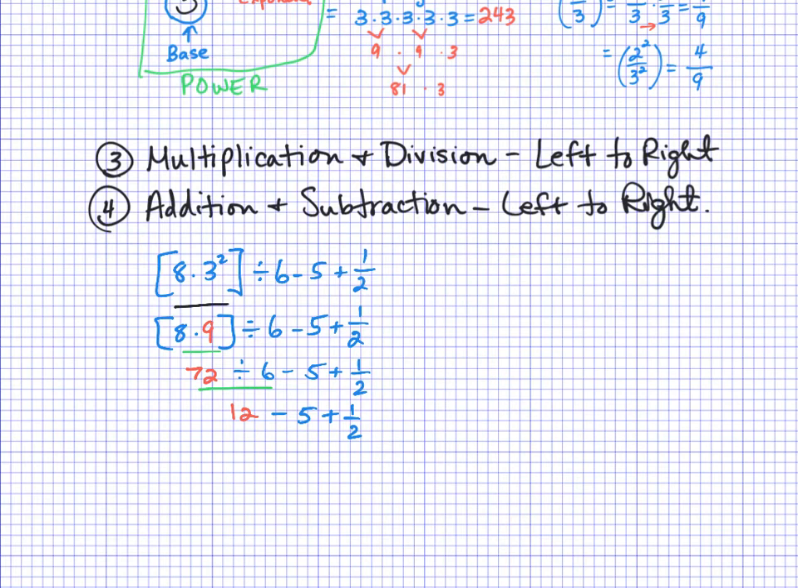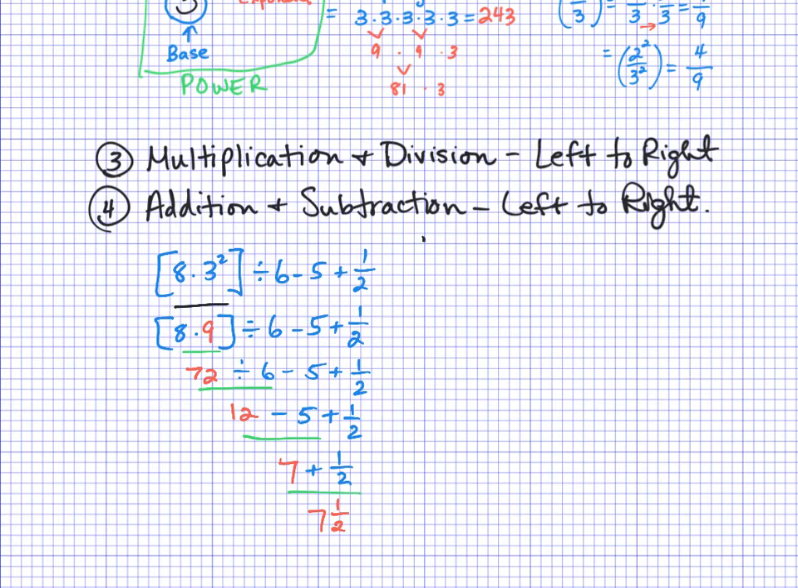Now notice, I have both subtraction and addition in this problem, but I need to work left to right. So I'm going to do the 12 minus 5 first. 12 minus 5 is 7. So 7 plus 1/2. I'm on my very last step here. 7 plus 1/2 is 7.5. So I've simplified this using the order of operations.